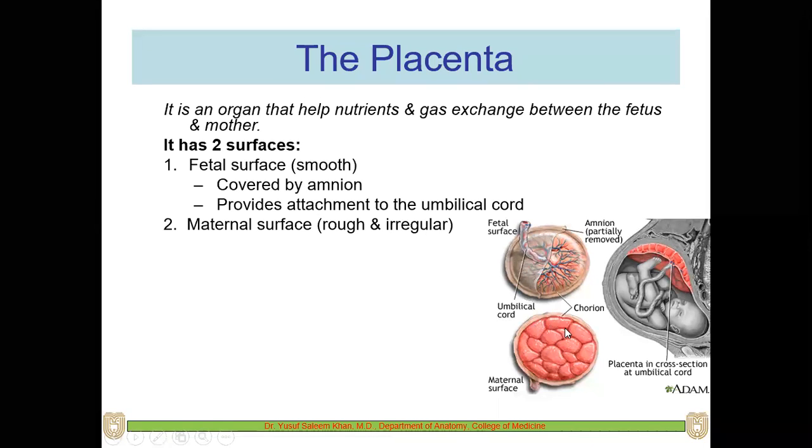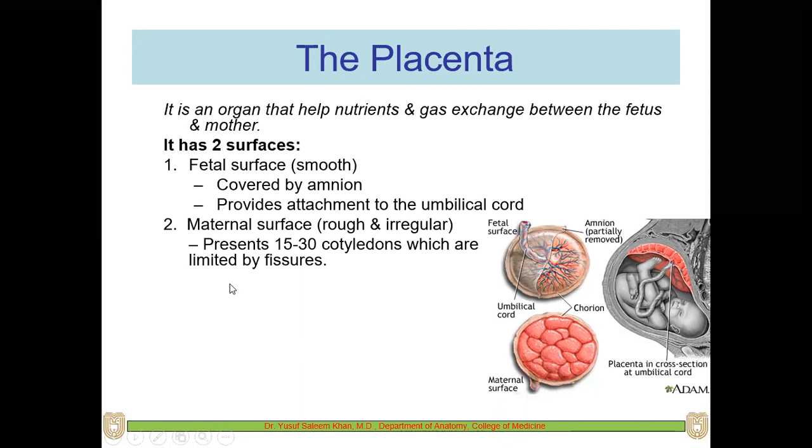It is rough as well as irregular, and it shows something called cotyledons. Around 15 to 30 cotyledons are present. These small lobe-like structures that you are seeing are called cotyledons, and they are limited by fissures in between. These are the fissures, and these elevated structures are called the cotyledons. Here you can see the same part from the side view. You can appreciate these are the cotyledons.